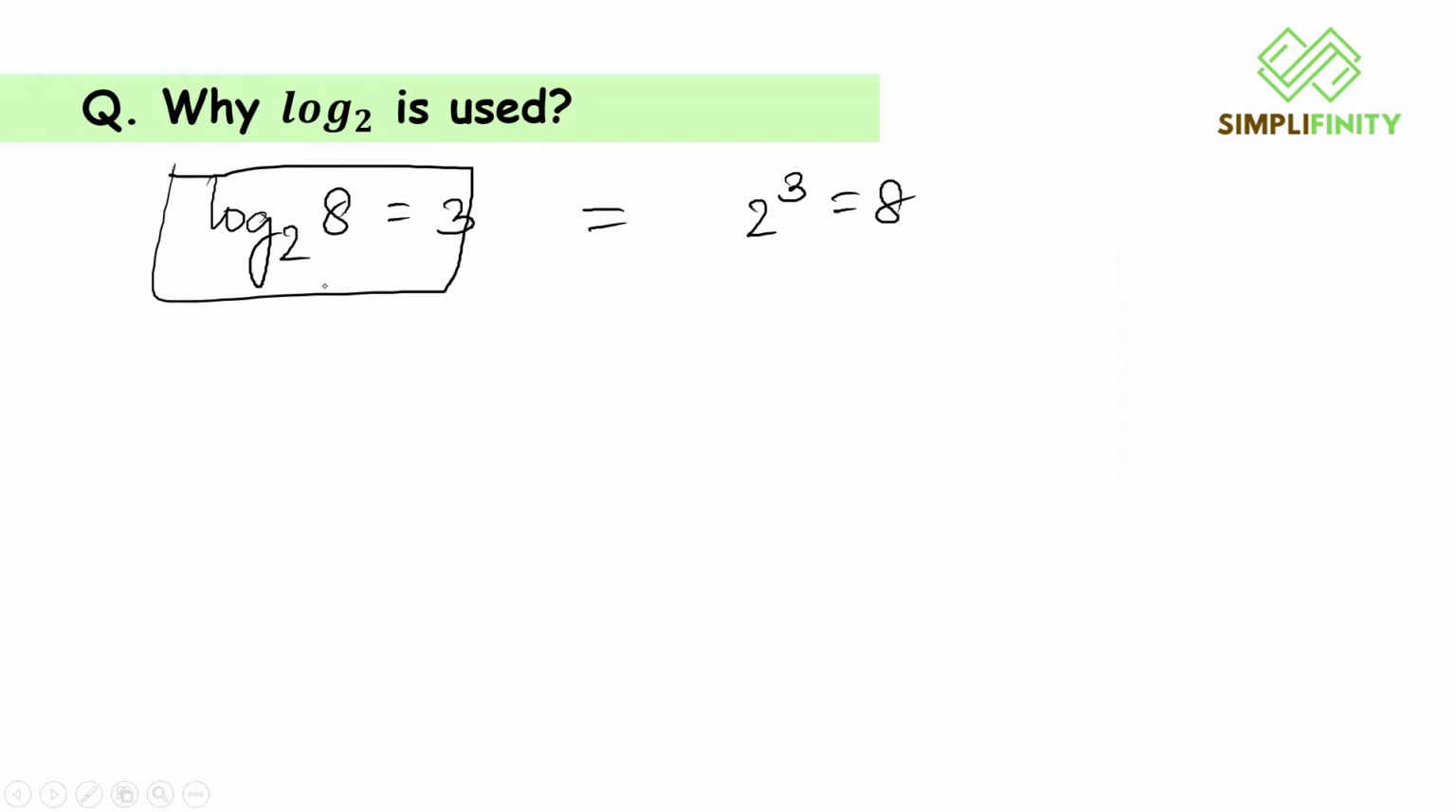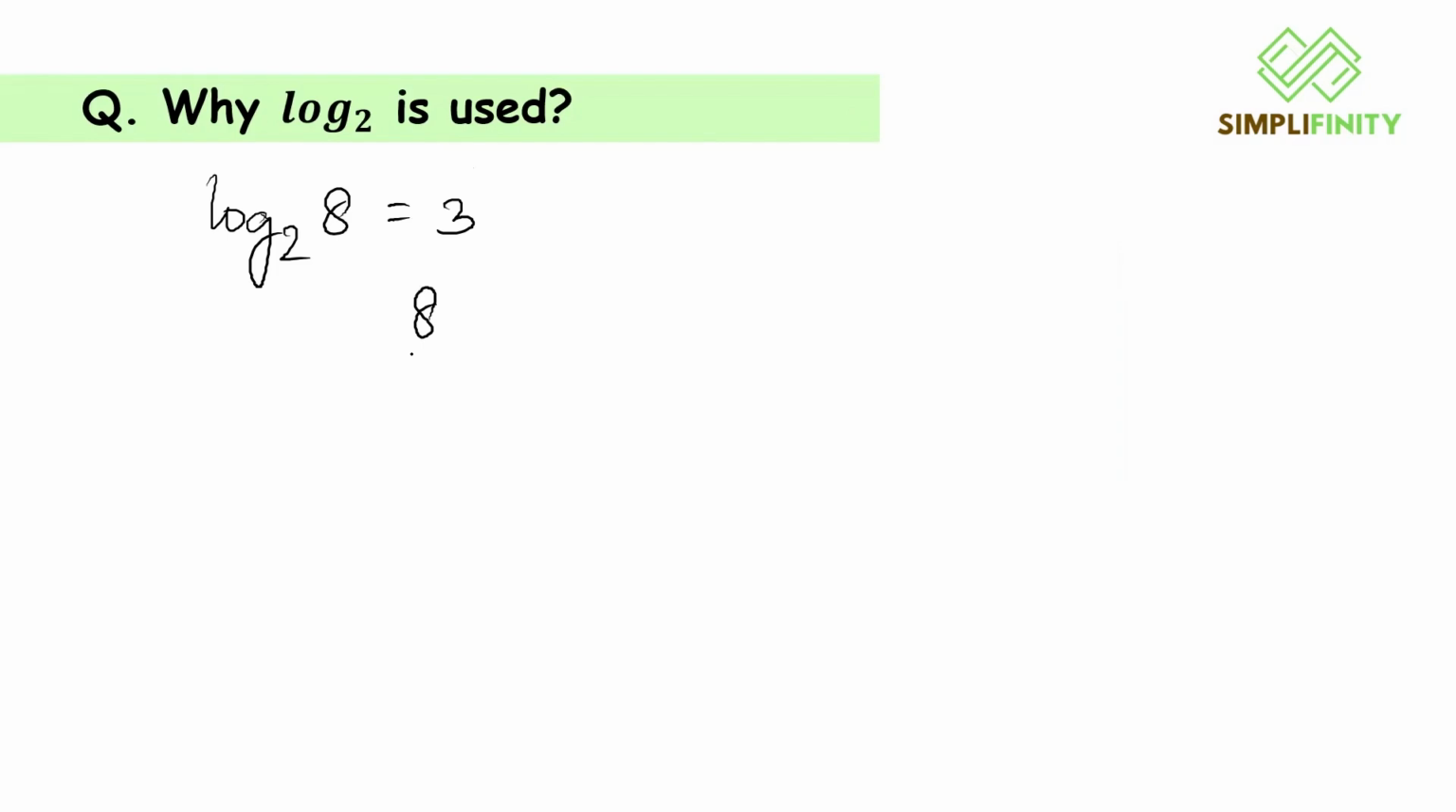This means that if you divide 8 by 2, we get 4. Then we divide 4 by 2, we get 2. Then we divide 2 by 2. Why are we using 2? Because the base is 2, of course. Then we get 1. This is our goal.